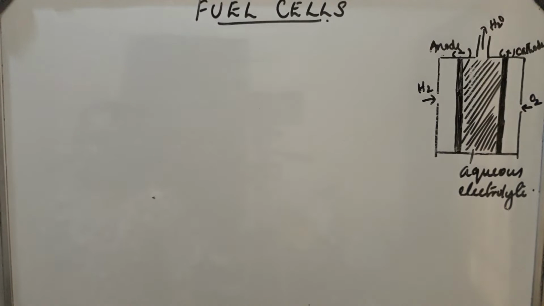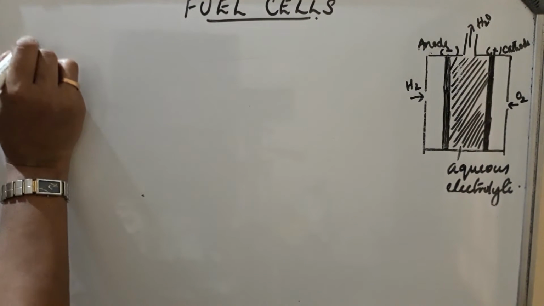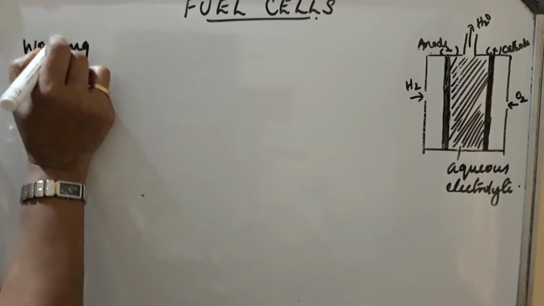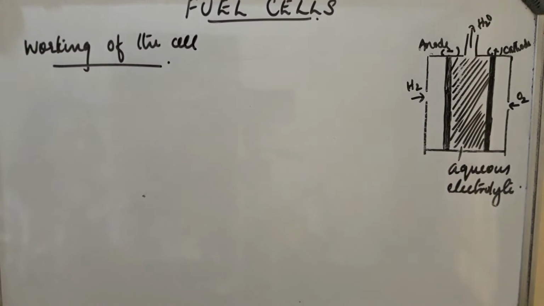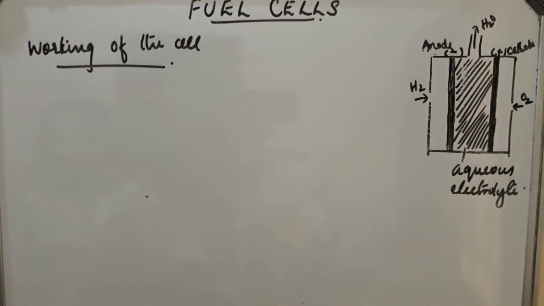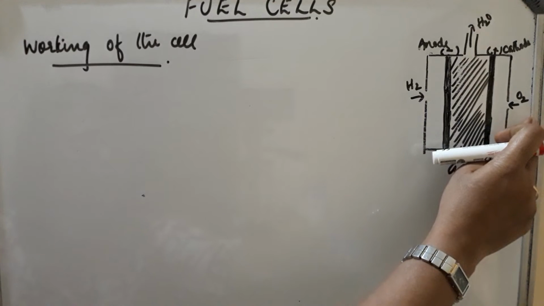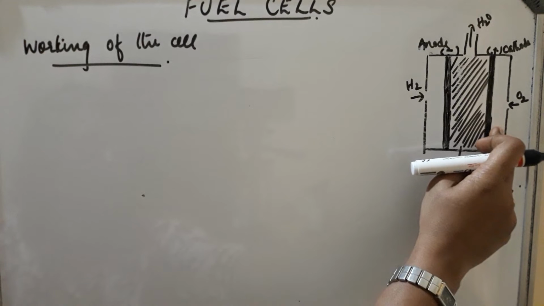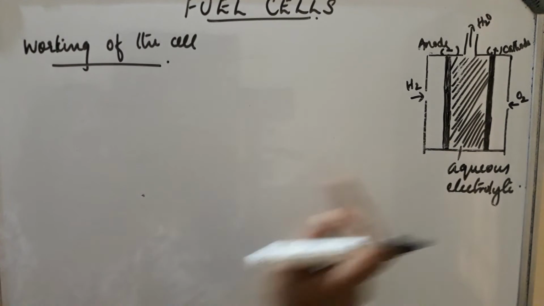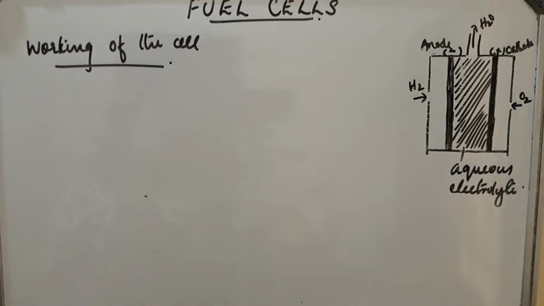Next, working of the cell. So in this case, first hydrogen and oxygen are bubbled through porous carbon electrodes with concentrated aqueous sodium hydroxide solution. So hydrogen gas and oxygen gas are bubbled through the carbon electrodes, and between these porous carbon electrodes, concentrated aqueous NaOH solution is placed.